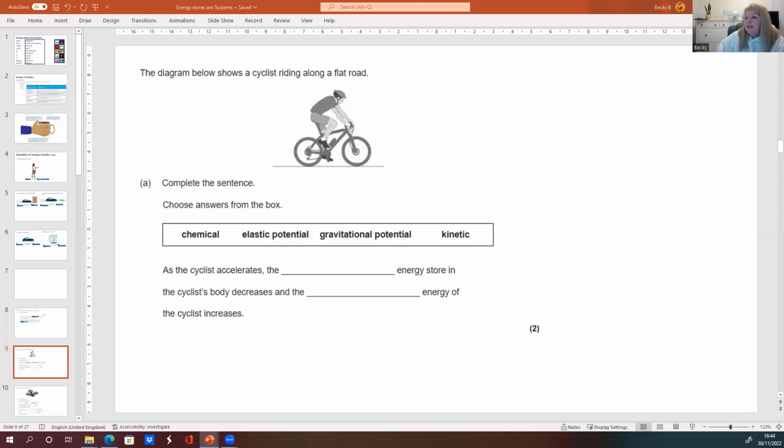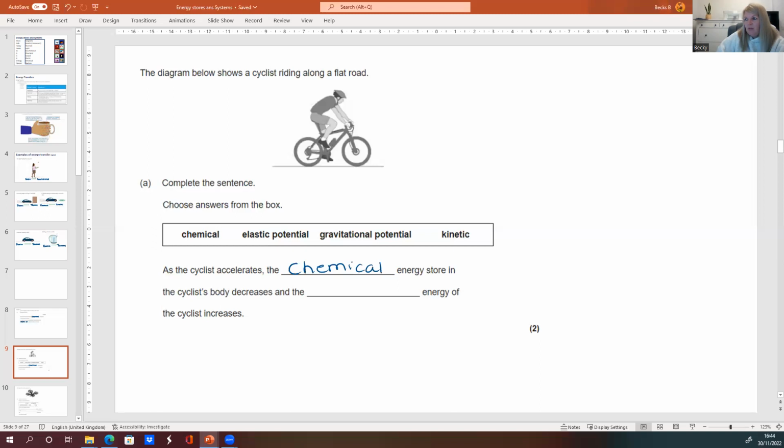Okay, so as the cyclist accelerates, the something energy store in the cyclist's body decreases. That was dead easy, we just talked about that one. The chemical. So we've got to have energy in us to be able to power that bike along, because we're just transferring that energy. So it decreases, and the something energy of the cyclist increases.